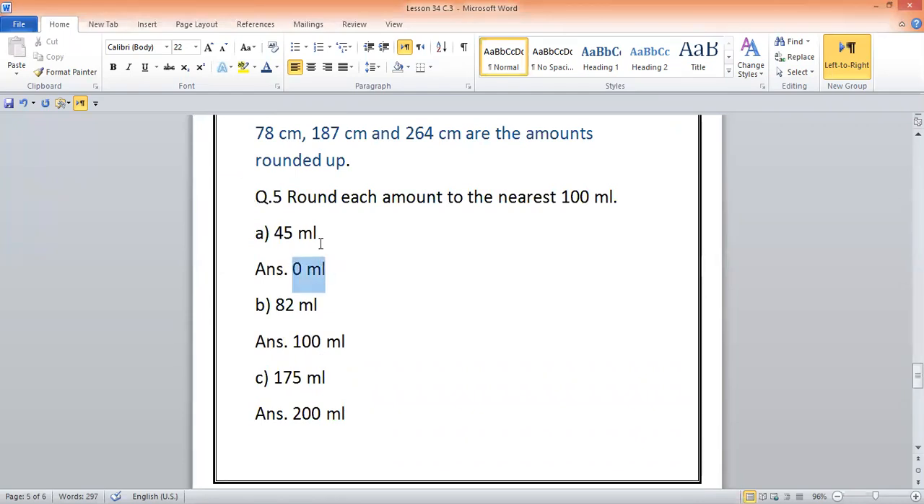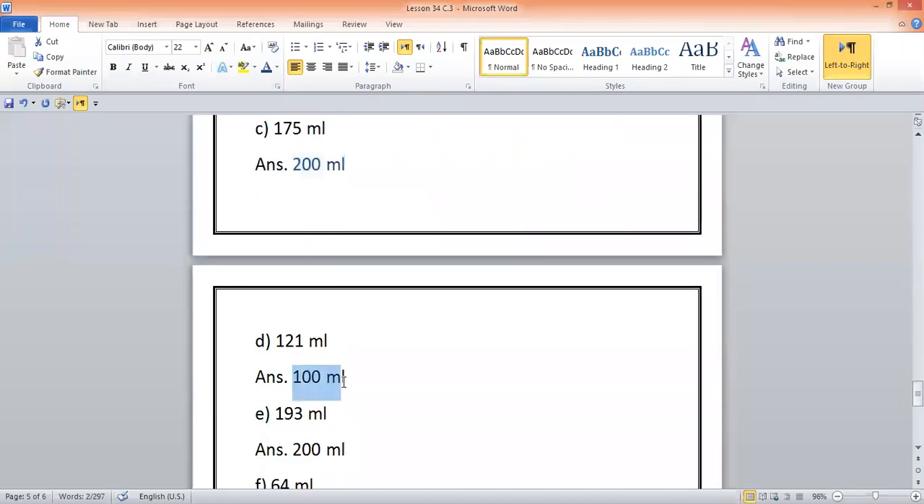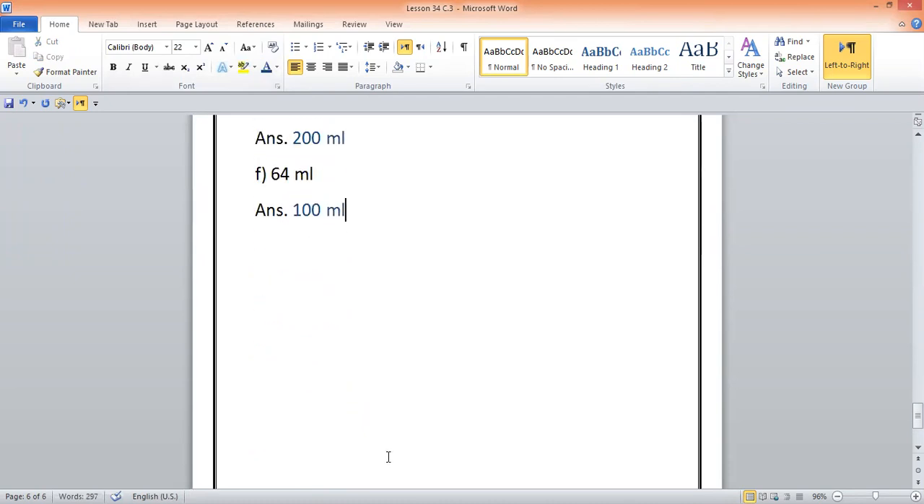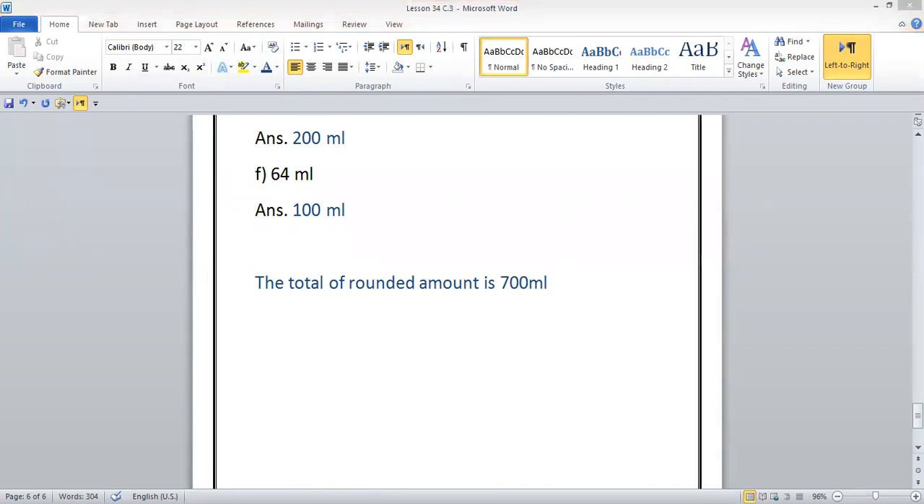Alright, guys. Now there is one more question which you have to answer. In the book, there is a question. These are the answers. That's why I changed the colors. The question is, the total of rounded amount is 700 ml. I'm going to write it fast. The total of rounded amount is 700 ml. The book is telling you the total of rounded amount is 700 ml. Is this more or less than the total of amount?